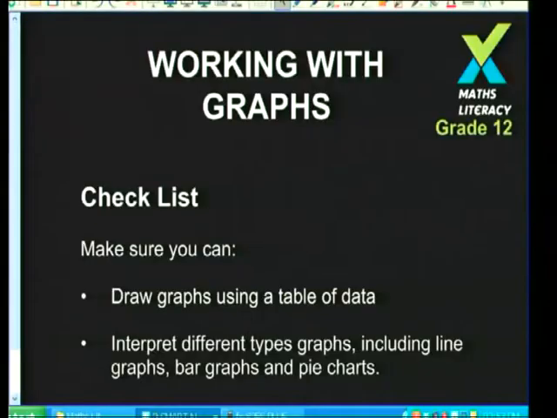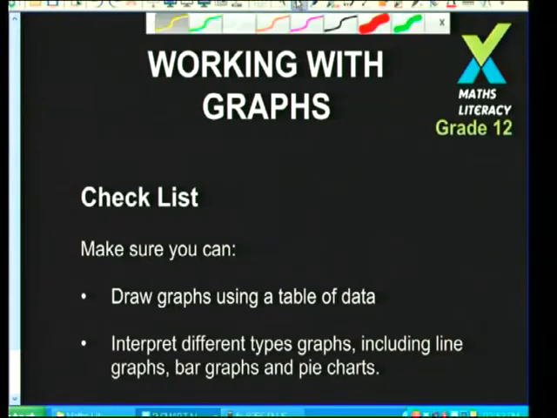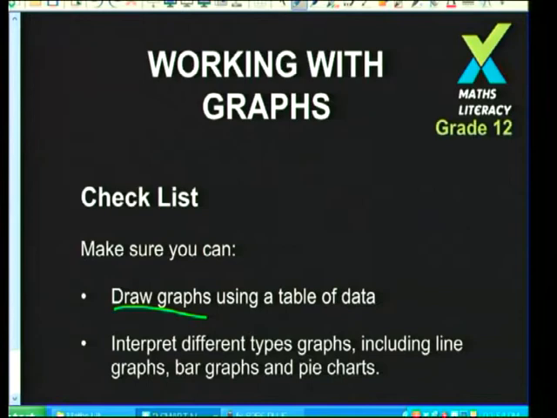So let's look at our very first slide. It shows us the type of things that we have to know how to do. So first of all, with graphs, we have a little checklist. Number one, we have to be able to draw graphs. Now, guys, you've got to be able to draw those graphs with the use of a table for paper one.